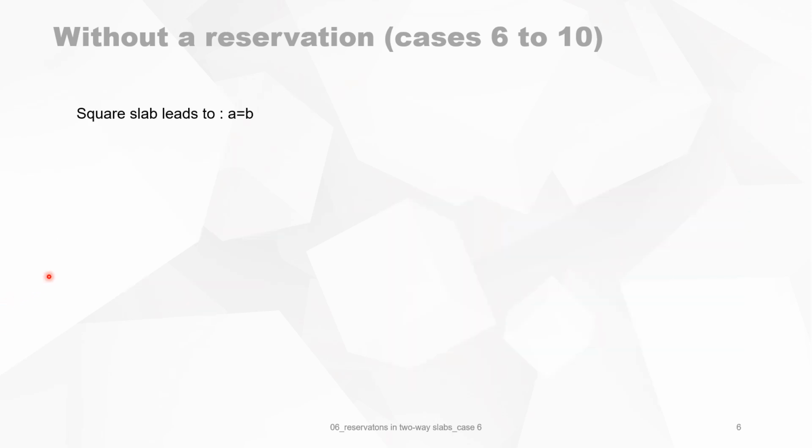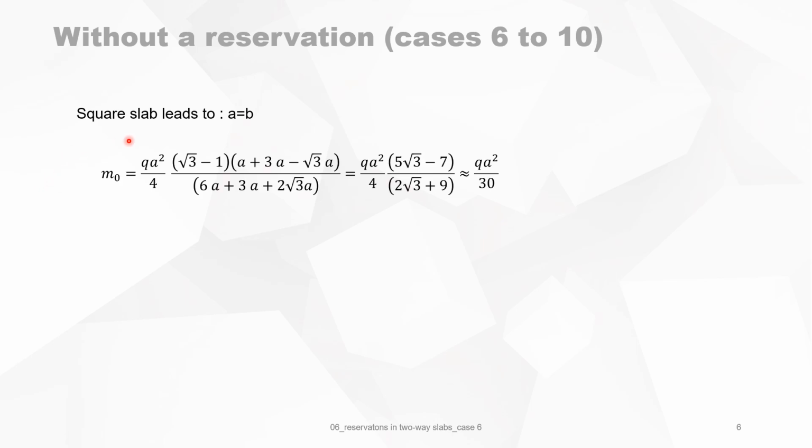Now let's check if this is okay. For a square slab, it leads to A is equal to B. So the M0 becomes this formula, and it's approximately QA squared over 30, which is indeed the maximum bending moment of a slab uniformly loaded, where one side of the slab is fixed and the others are simply supported.